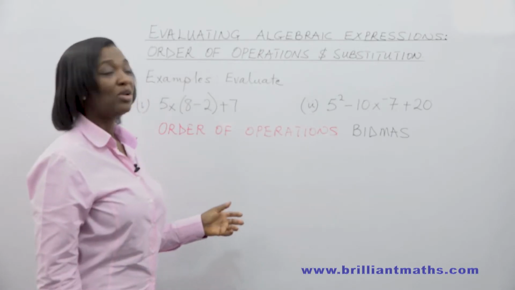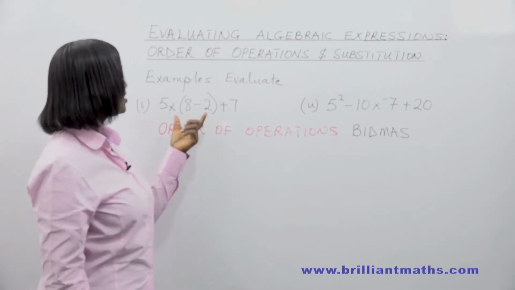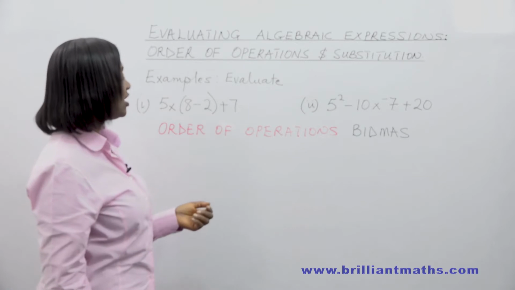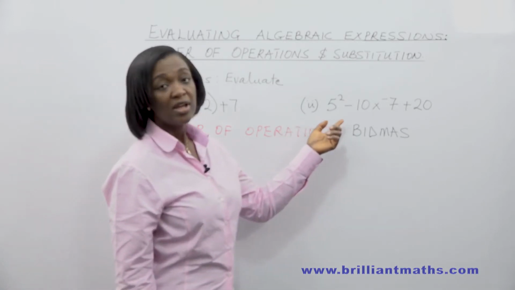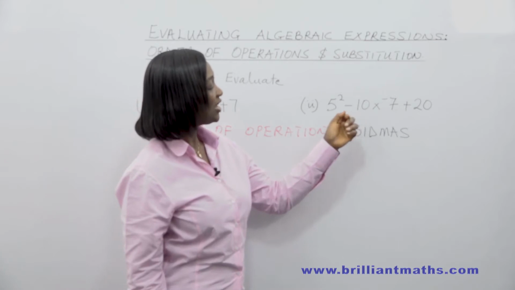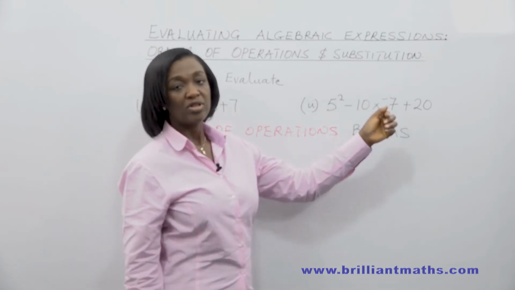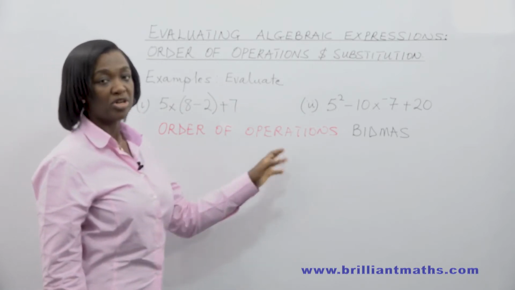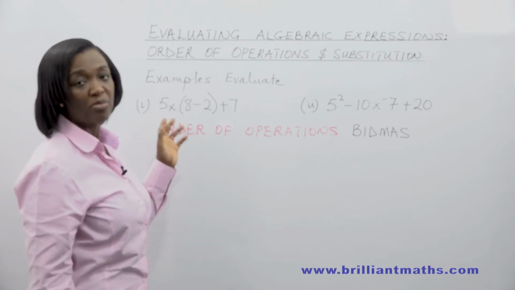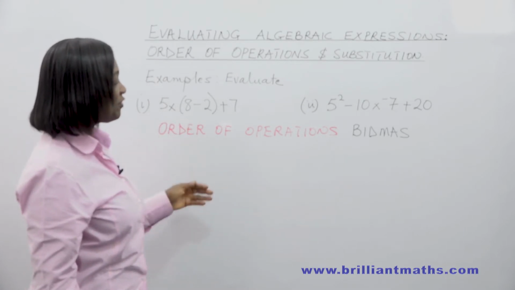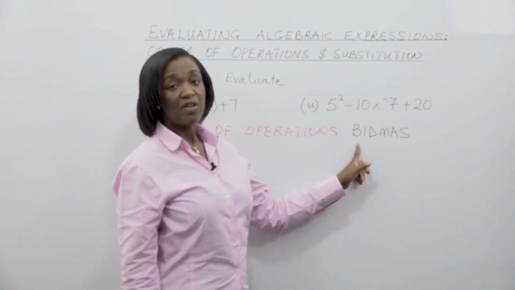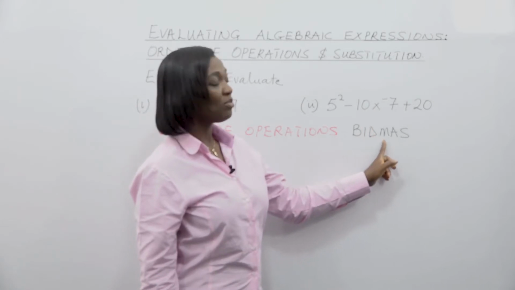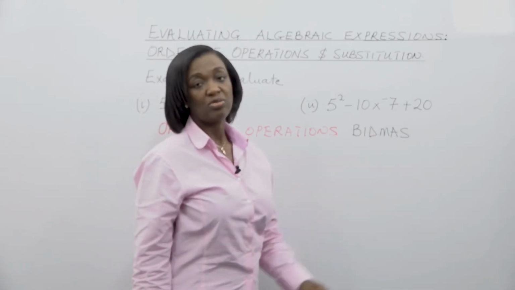In this example, we want to evaluate 5 times, bracket, 8 minus 2, plus 7. And also to evaluate 5 squared minus 10 times minus 7 plus 20. We should remember that there is an order of operations. You can't choose to do any operation first. There's a specific order. Brackets first, if you have brackets in the expression. Indices, division and multiplication, addition and subtraction.